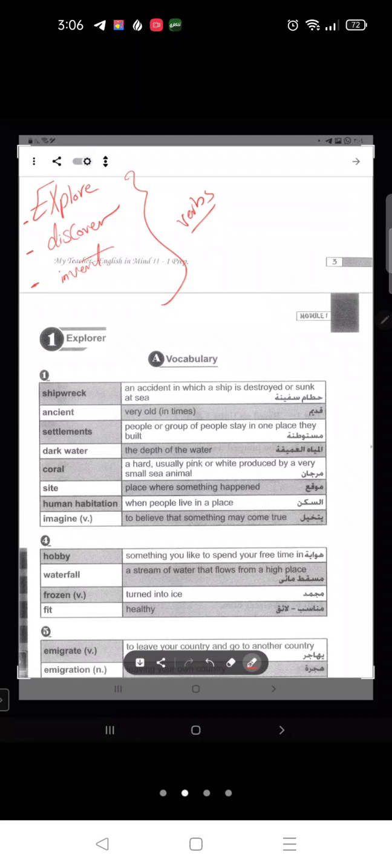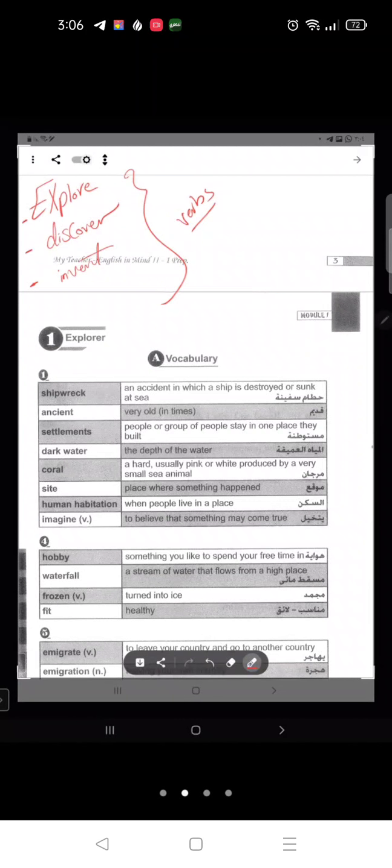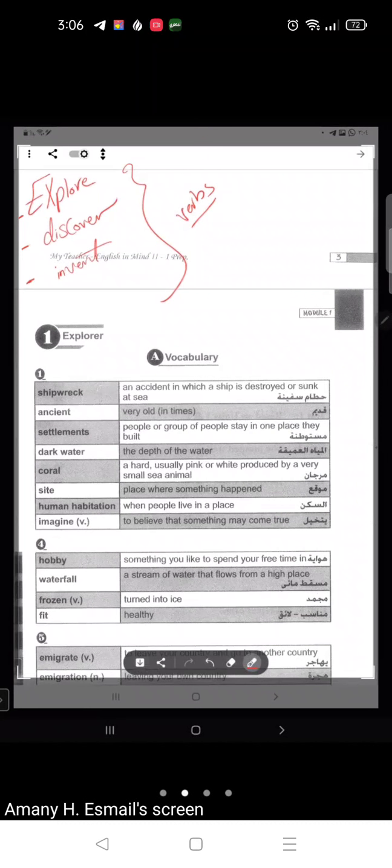Discover means to find out something. To find out something. Like saying what? They discovered a new island. So the word discover means يكتشف, while the word explore means يستكشف. Invent: to create a new thing which wasn't existed before. Let me say it again, to create a new thing that wasn't existed before. Is it clear or not? Yes, clear.